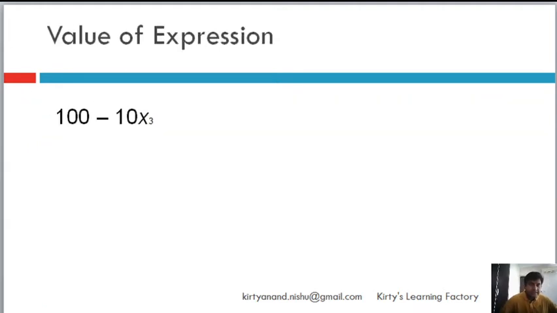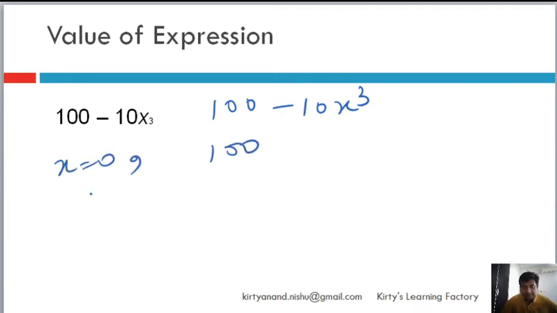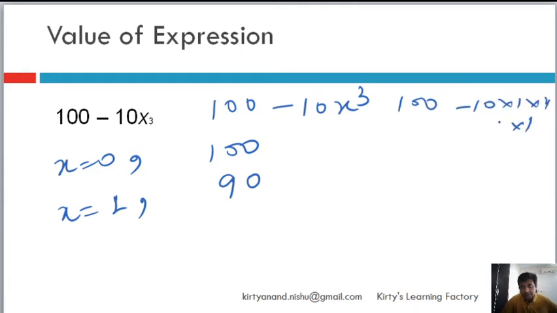Find the value of the expression. Like I said, see, algebraic expressions, they have variables. This expression is 100 minus 10x cubed. Now, as I change the value of x, let's say x is equal to 0, the value of the expression will be 100, right? If I put x equal to 1, the value of this will be 90, because 100 minus 10 into 1 into 1 into 1, right?